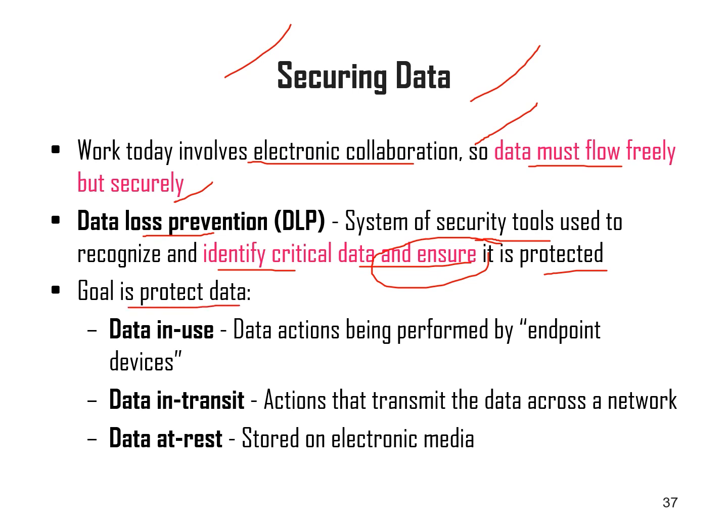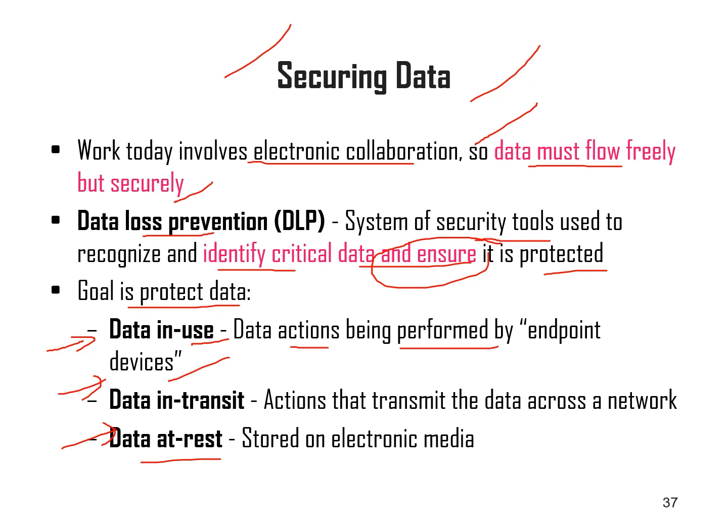There are three kinds of data: data in use, data in transit, and data at rest. What is meant by data in use? Data actions being performed by the endpoint devices. For example, if I am using a laptop and processing a Word document, that is data in use.